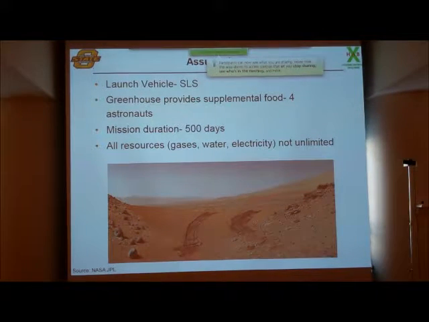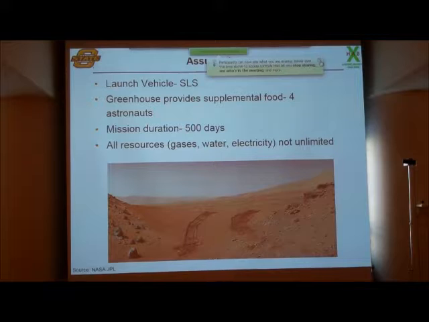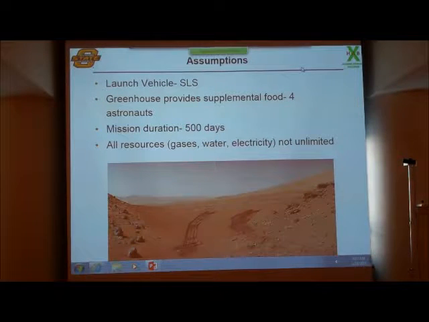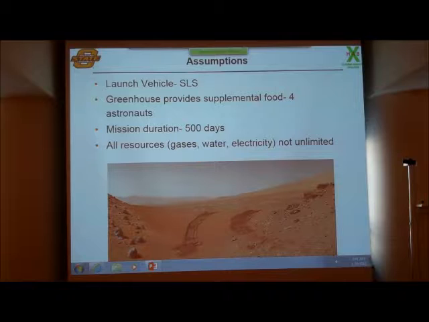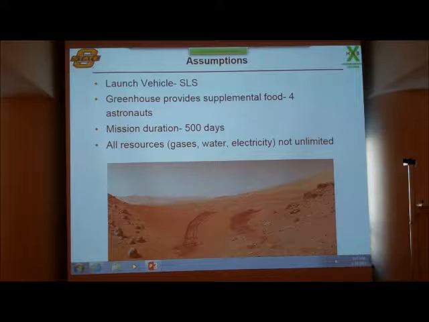All right, so here's a list of our basic assumptions that we made. Initially, when we were thinking about sizing, we knew that we were going to use the SLS to size our design. We'll talk about that a little bit in the coming slides. We also wanted to provide supplemental food for four astronauts for a minimum mission of 500 days. And all of our resources, this includes our gases, our water, and our electricity, will either be brought or be produced there on the surface of Mars and are not unlimited in our design.